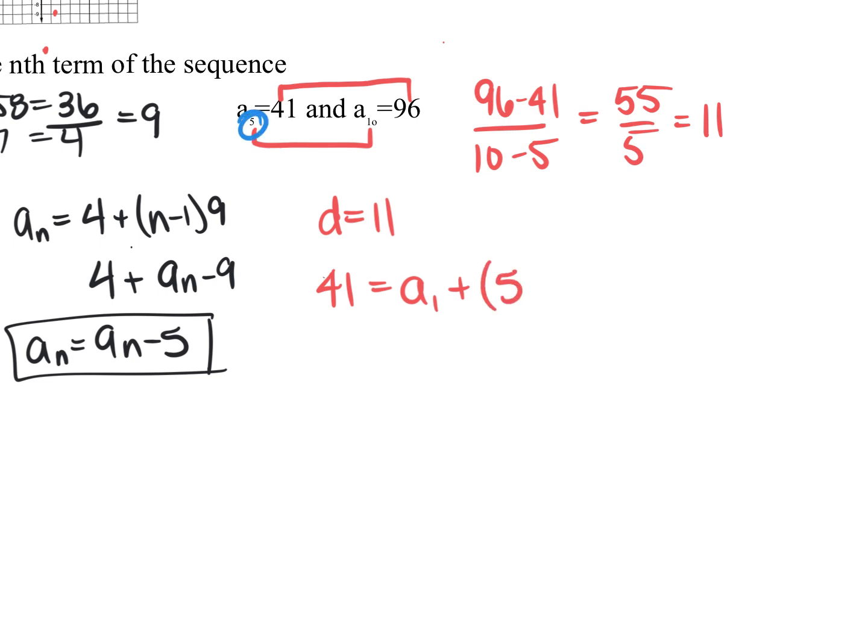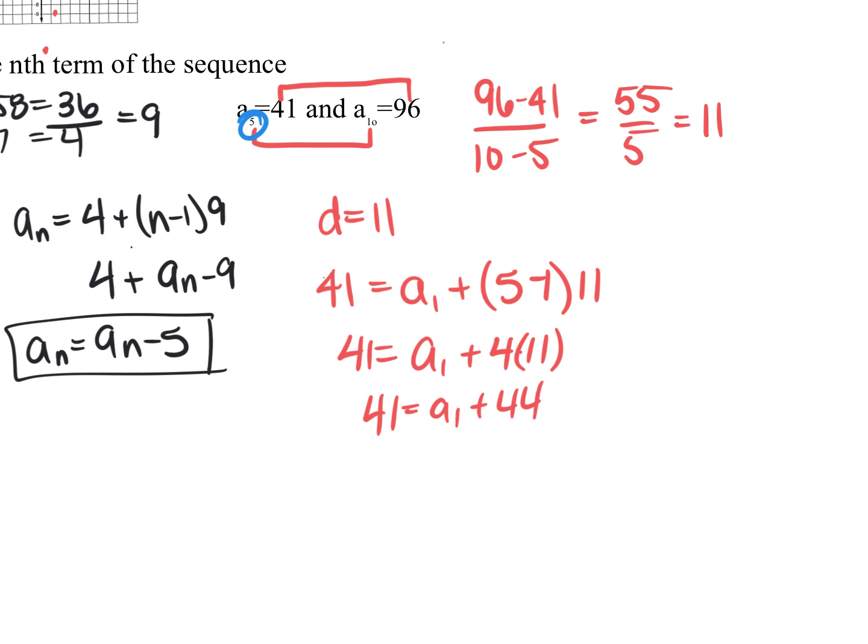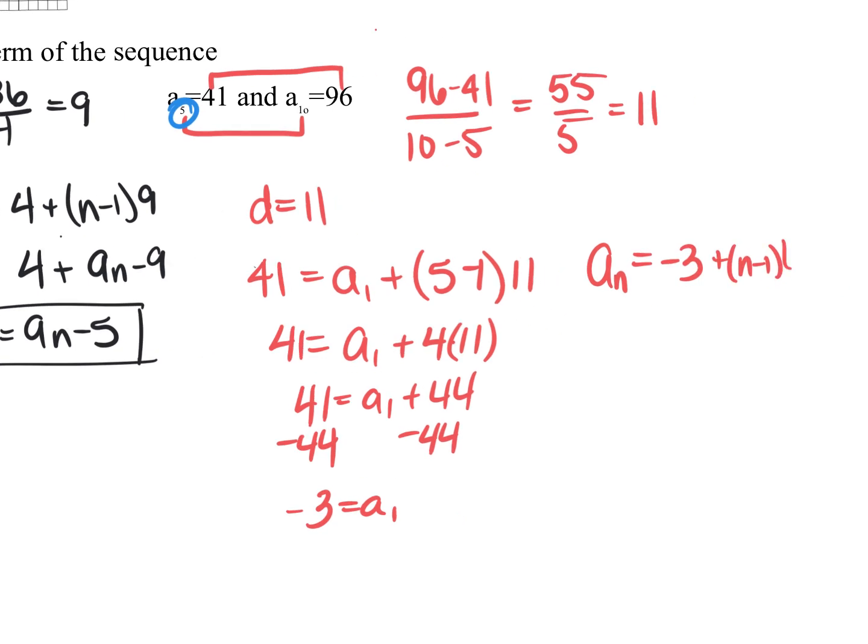That's 5 minus 1 times 11. 41 equals A1 plus 4 times 11. 41 equals A1 plus 44. Subtract 44, and negative 3 equals A1. So then AN equals negative 3 plus n minus 1 times 11. Negative 3 plus 11n minus 11. AN equals 11n minus 14.